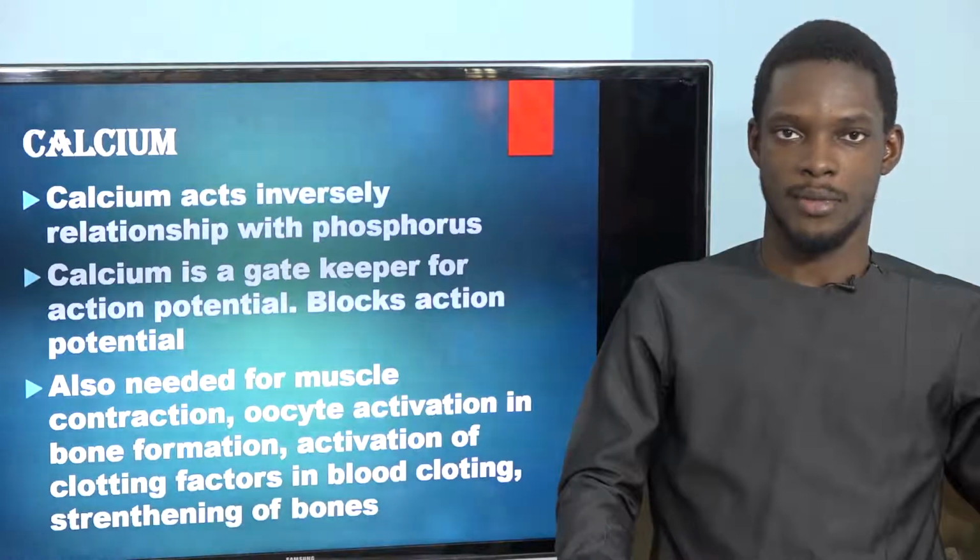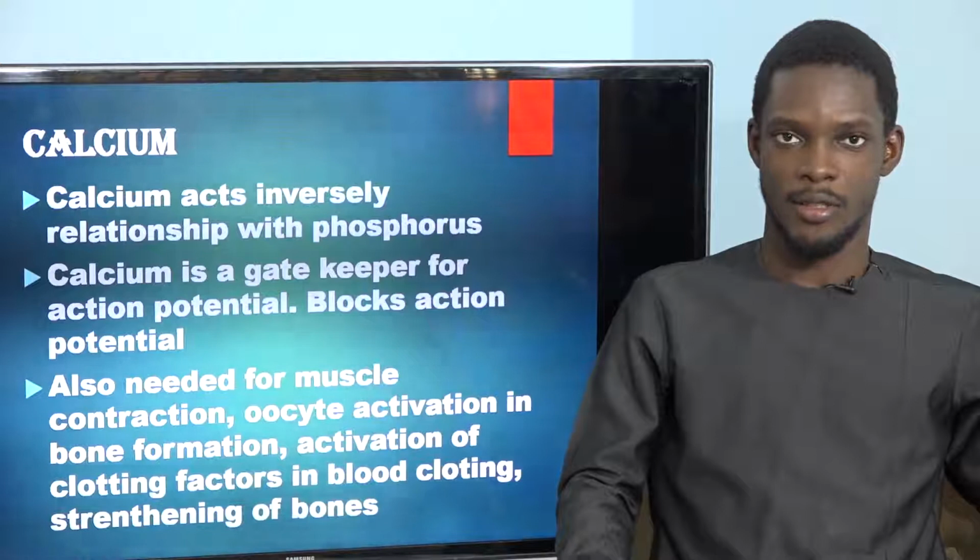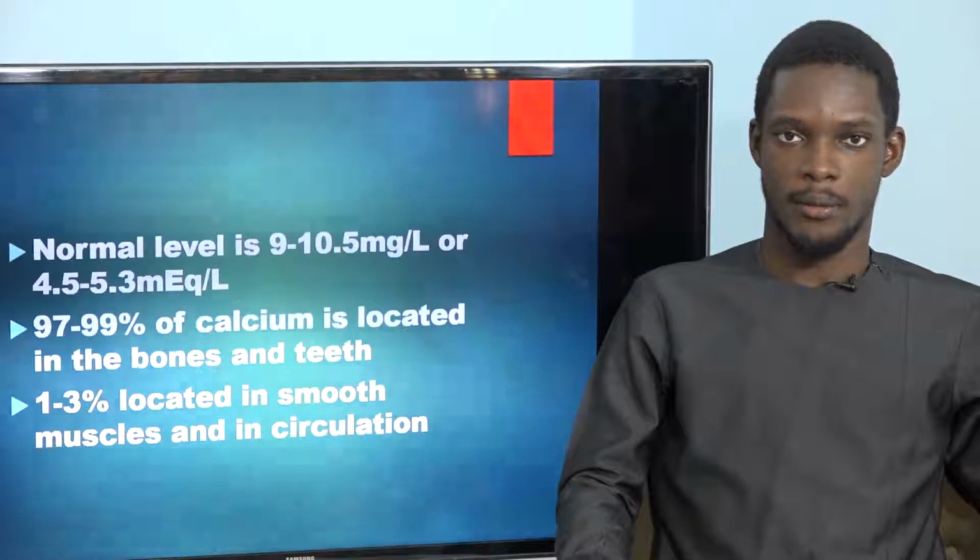As you come across the signs and symptoms, you'll begin to see that a low amount of calcium will lead to spasms because of the action potential that has been allowed. And a high amount of calcium may resist spasms or may resist movement completely. And hence you will see that this is due to action potential. Calcium is needed for muscle contraction, oocyte activation, bone formation, activation of clotting factors in blood clotting, and the strengthening of bones.